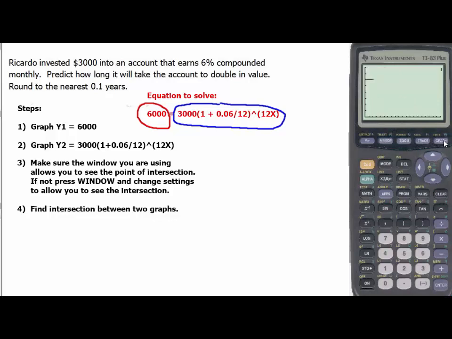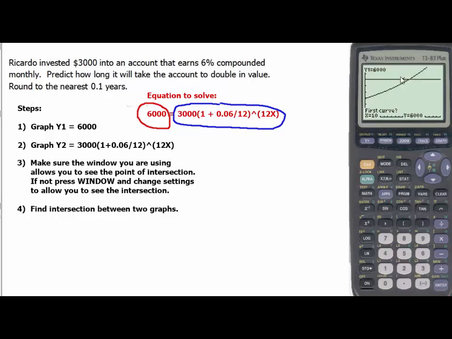Now I'm going to press graph. There's my 6,000 mark, and here is the value of my investment. See how it looks like a curve and it's going up? This is the spot that we're looking for right here, where my two curves intersect. So to find that intersection, we can use the calculator's intersection feature, and we do that by going second, trace, and then I choose the fifth option here, intersect. Press enter, and then it asks me a series of questions.